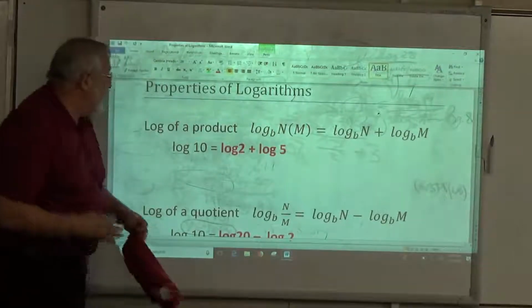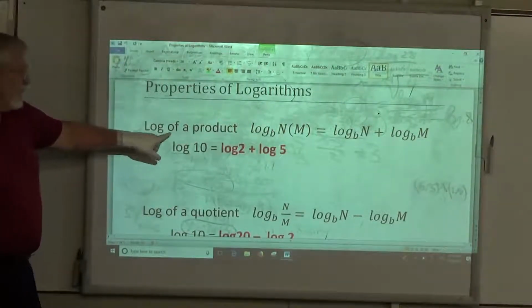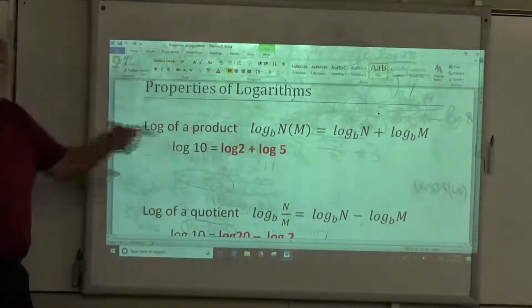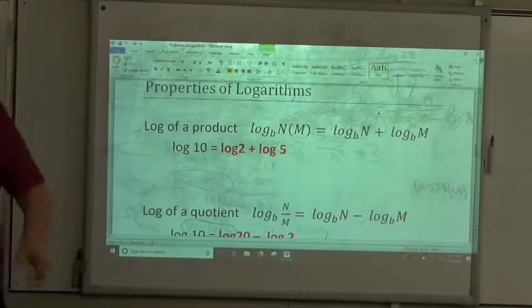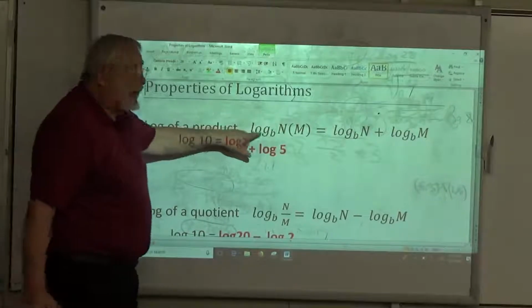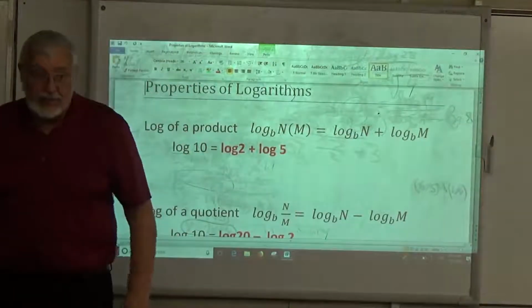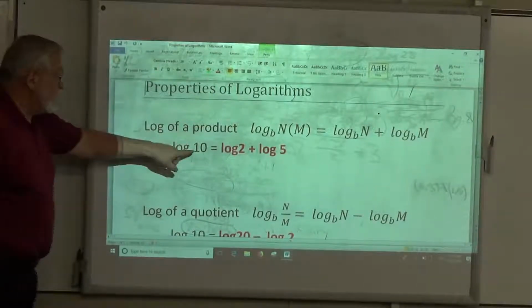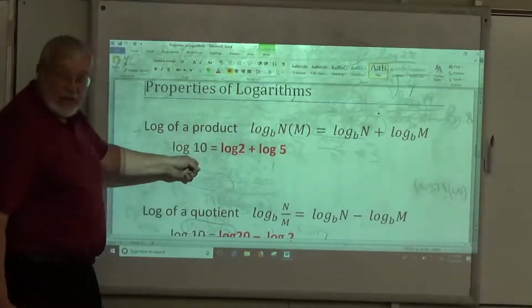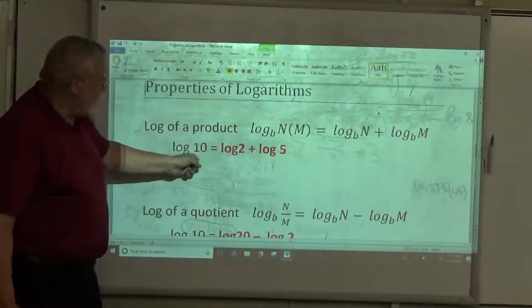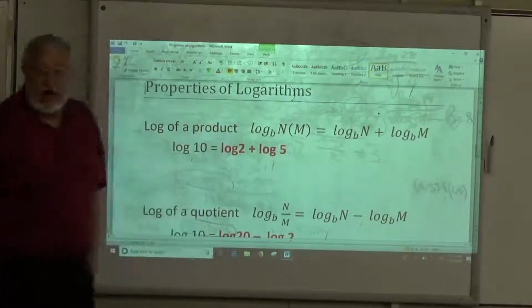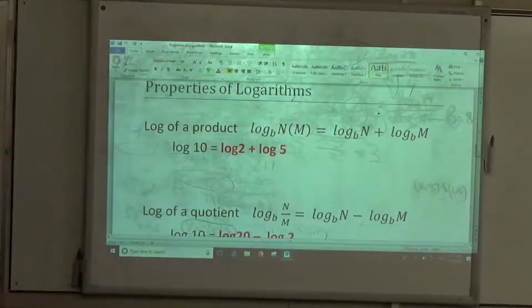Okay, first of all, if you have the log of a product, what do you do with the exponent values? You add them. And the log of the answer is the exponent, to whatever that base is. Okay, so that's the first thing. And then the example that we did was log of 10 is the same as 2 times 5, so it'll be log of 2 plus log of 5.